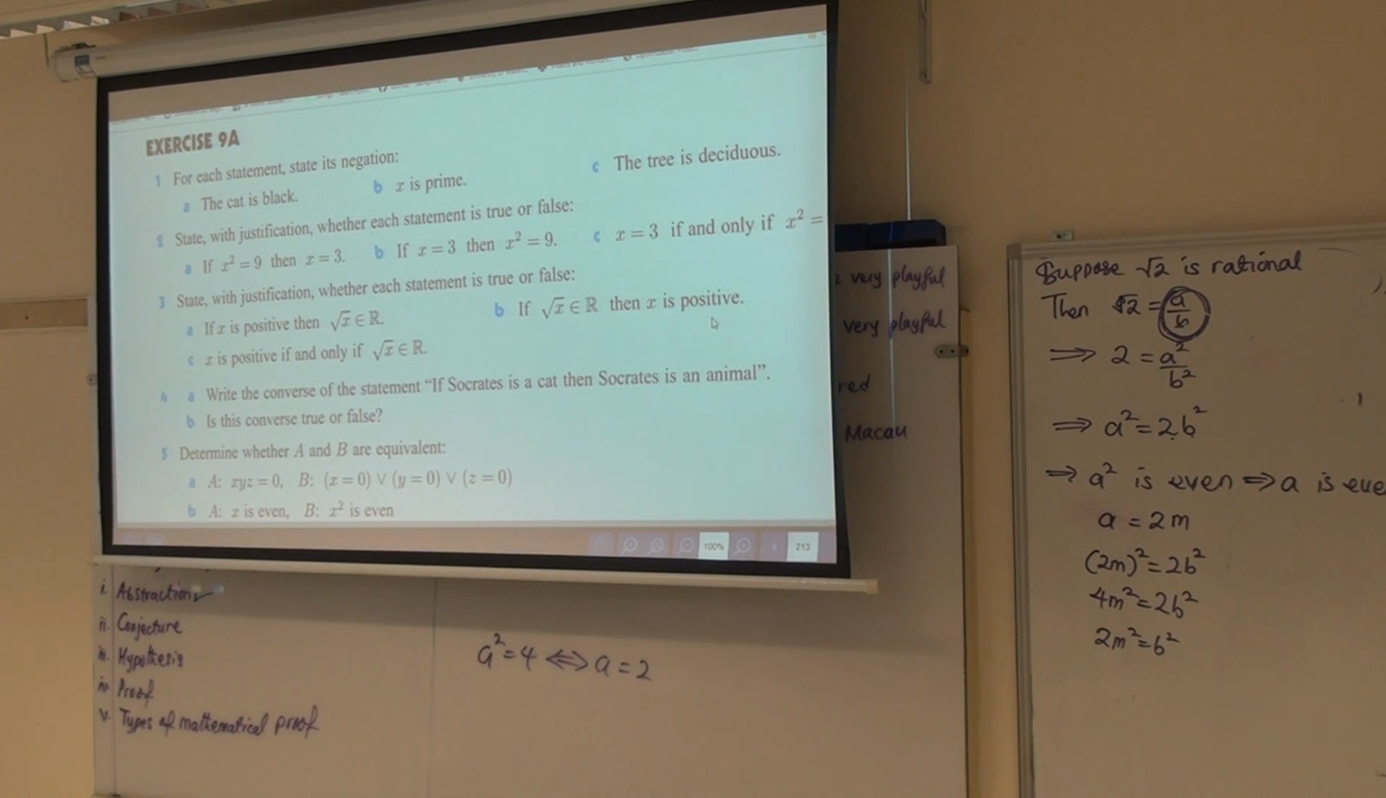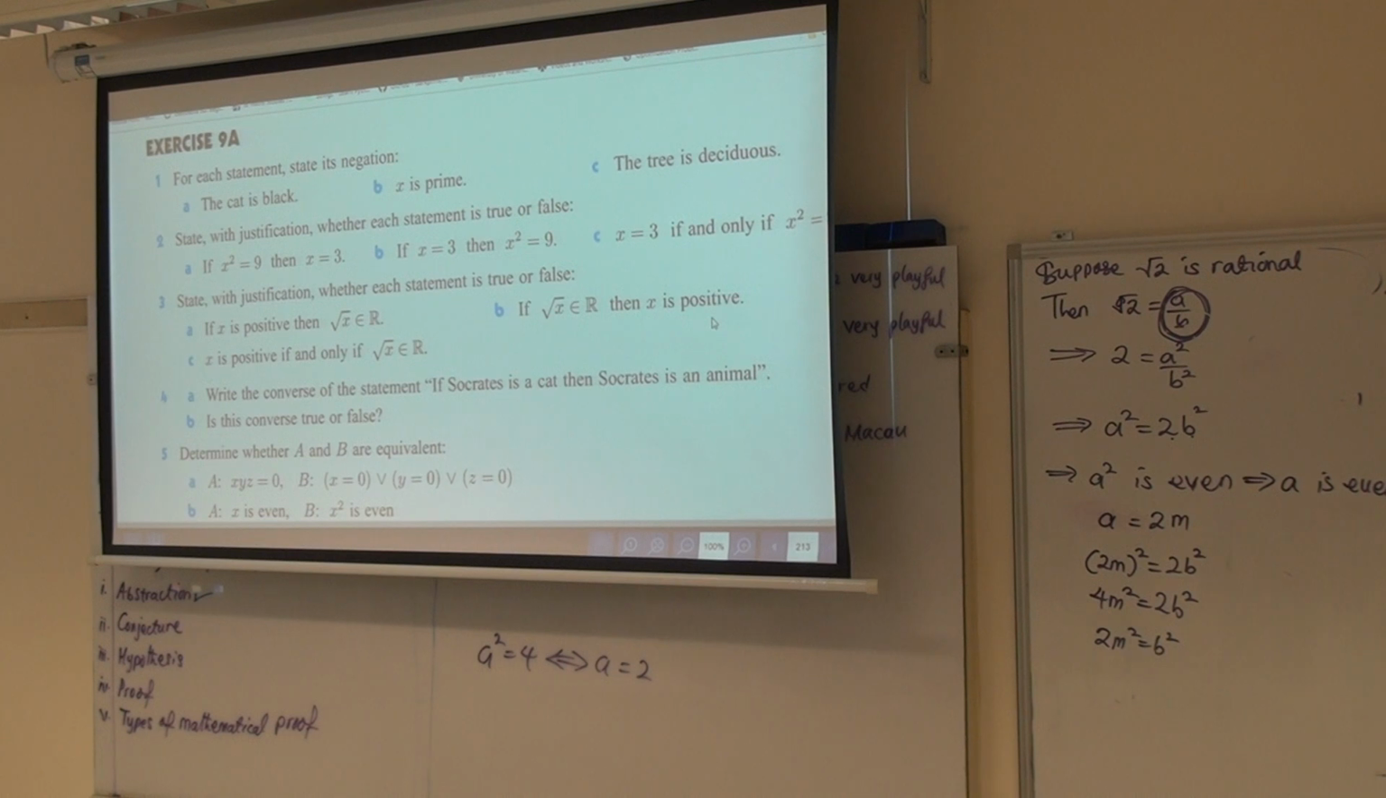Just use the word not. That's it. Now, state with justification whether each of these statements is true or false. If x squared is 9, then x is 3. Is it true? Yes. Why? It could also be -3, but this is still true as well. So, yes, this is true.